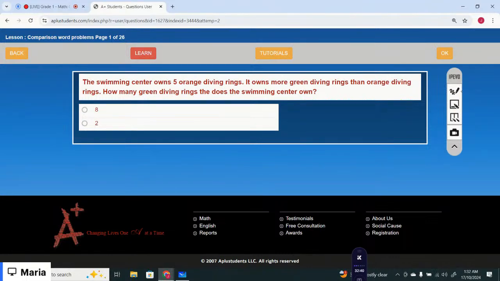The swimming center owns 5 orange diving rings. It owns more green diving rings than orange diving rings. How many green diving rings does the swimming center own?